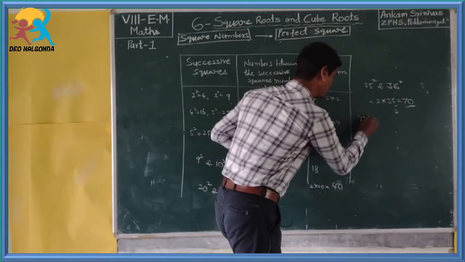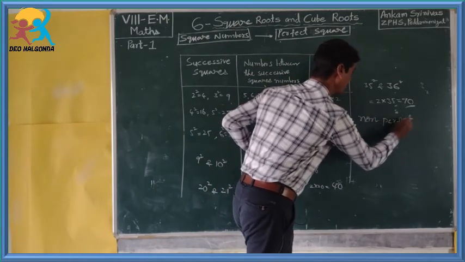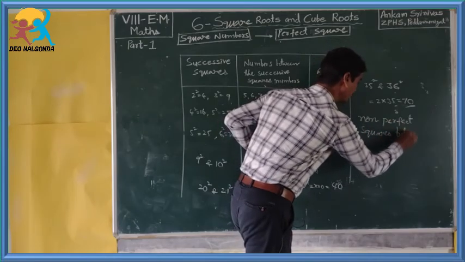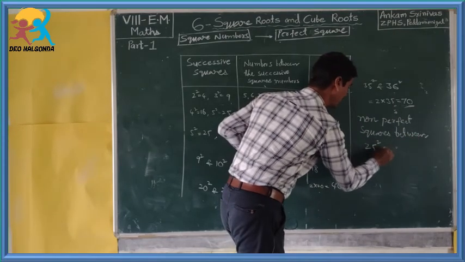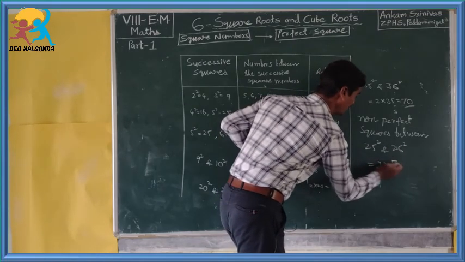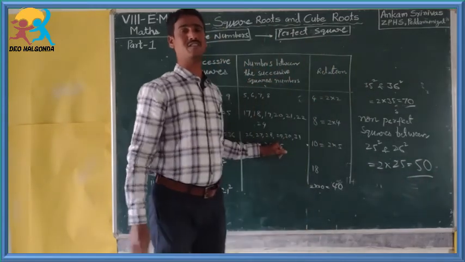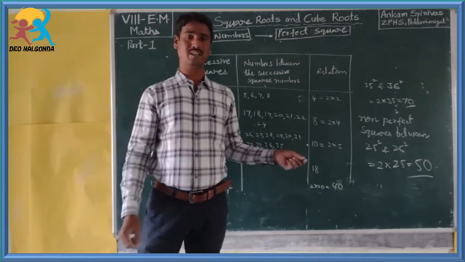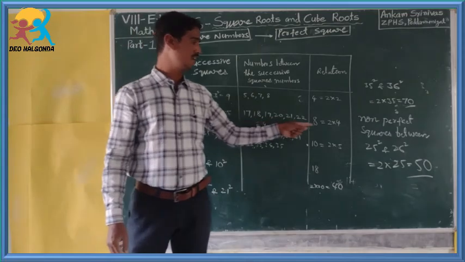So the non-perfect squares between 25 square and 26 square is equal to 2 into 25, equal to 50. So it is very easy to find the number of numbers between the given successive squares, or the non-perfect squares between two successive squares.